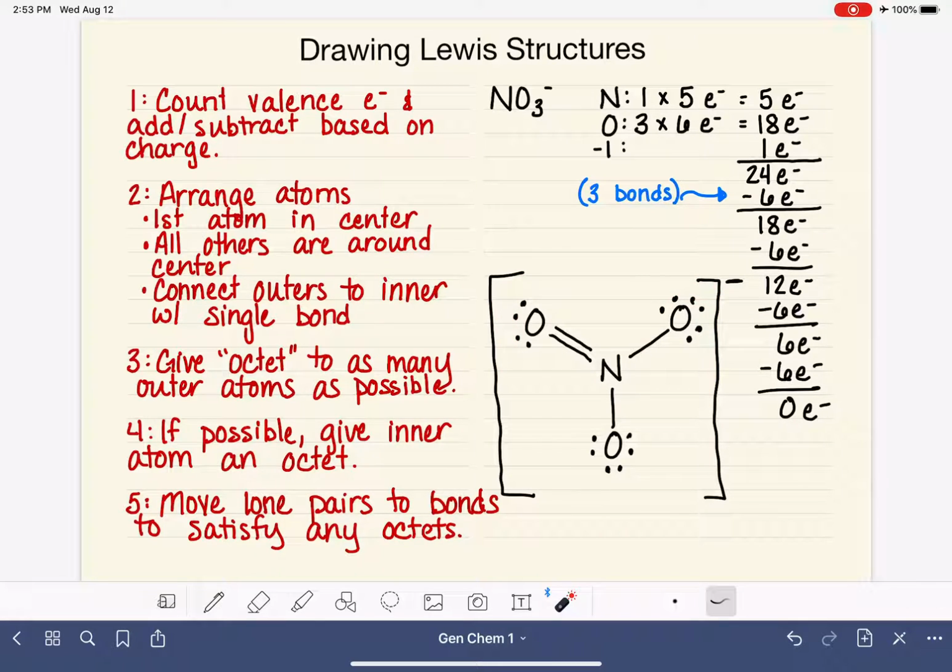So in the next video, I'm going to go through some more examples. I have 5 more examples of drawing Lewis structures so that we can practice this quite a bit.